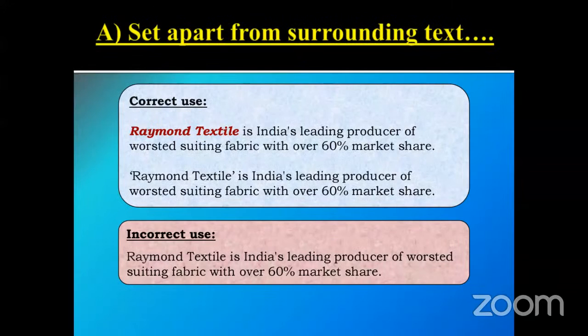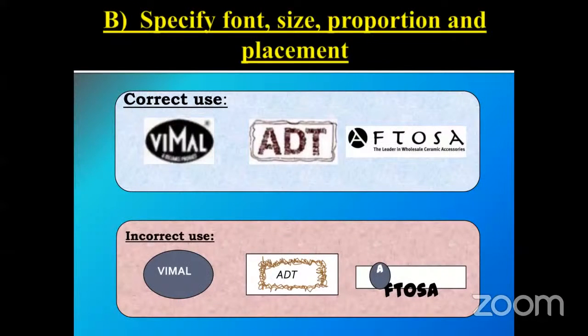Raymond Textile is India's leading producer of worsted suiting fabric with over 60% market share. How to write this Raymond Textile is important, whether we should write it in italic or non-italic. That defines the correct use of that trademark. Here we can see there are different trademarks. Their size and these things are very, very specific.